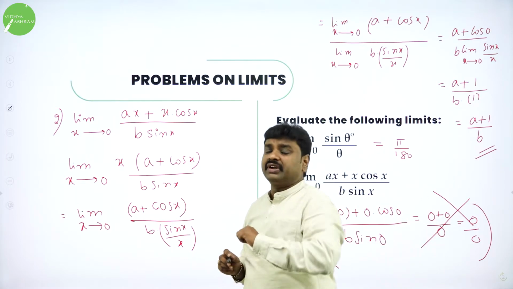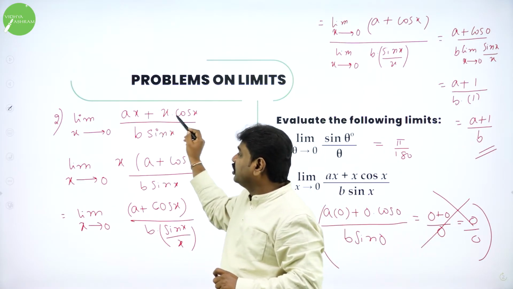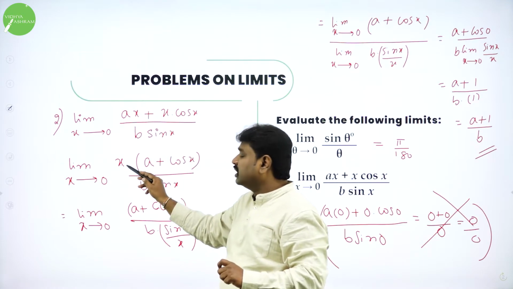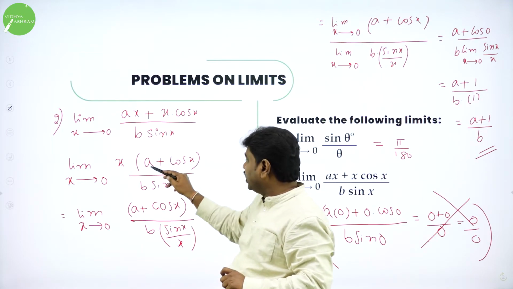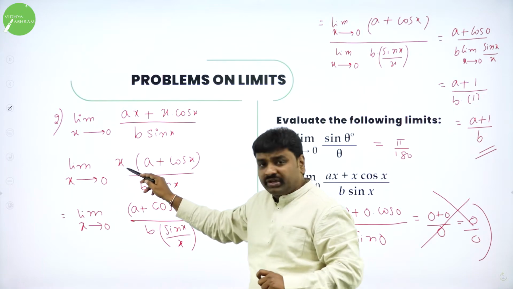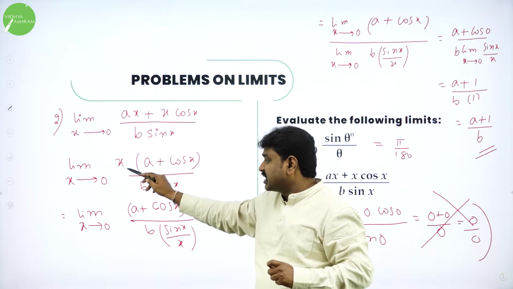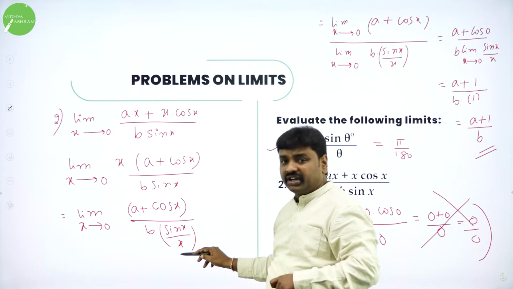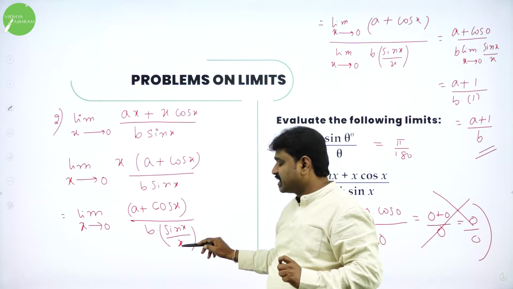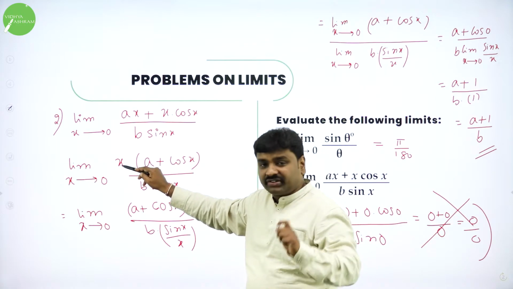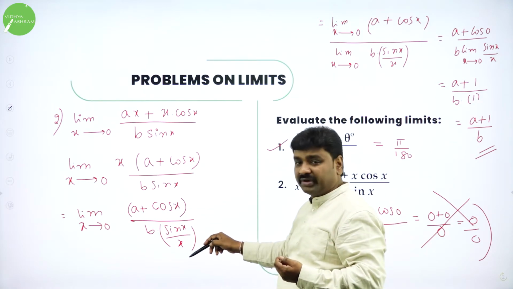So you have to simplify. How to simplify? In these two, I observed x is common, so take x out. If you take x out, what is left? a plus b cos x, and this x is in the numerator. I can write it as denominator of denominator. So b sin x by x, I wrote. Instead of writing x in the numerator, I can write it as denominator of denominator.